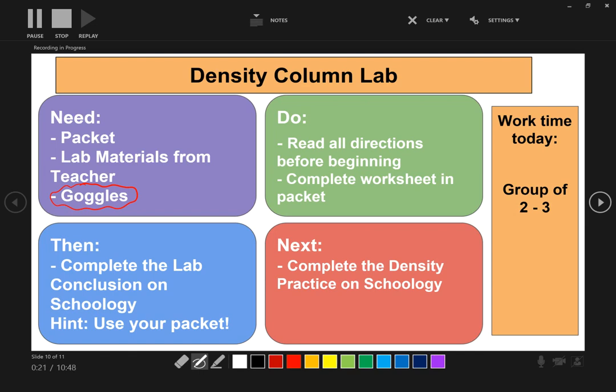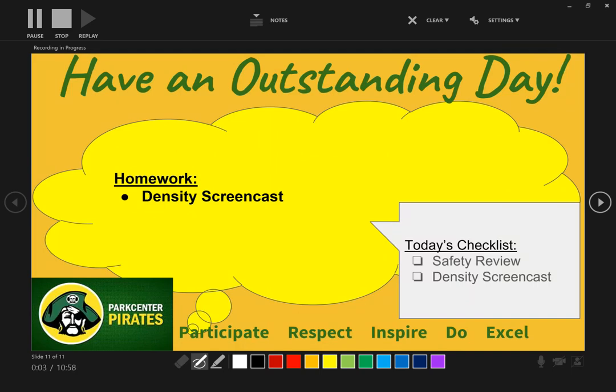After that, complete the lab conclusion on Schoology. Again, use your packet to help you with that. And then you can complete the density practice on Schoology. Homework for today if you did not finish the density screencast.